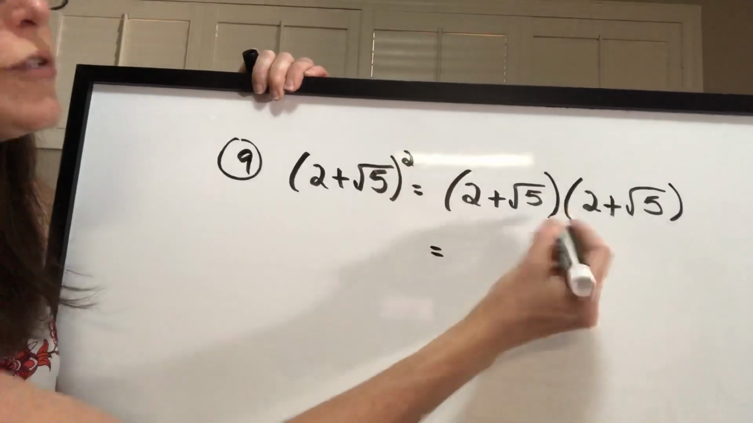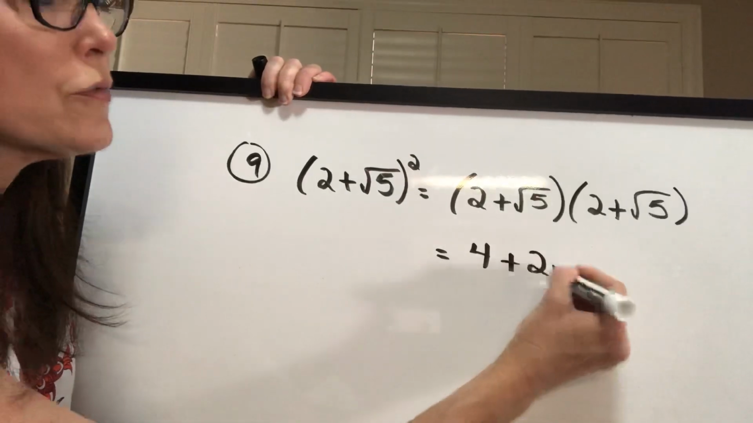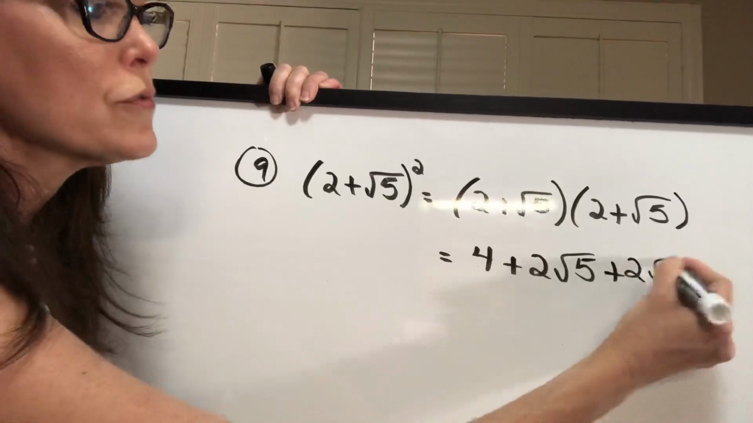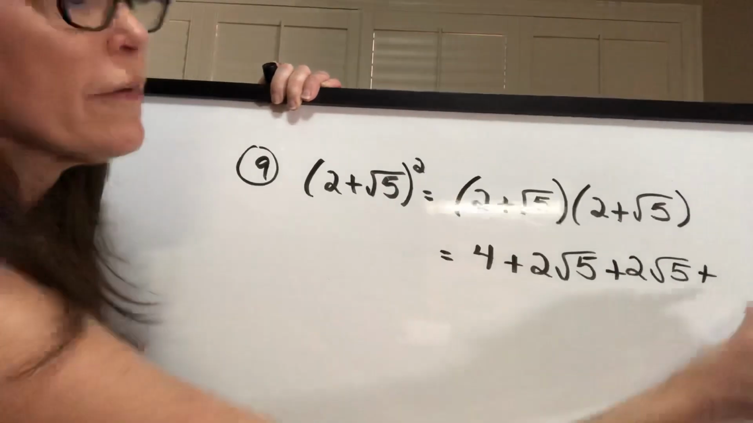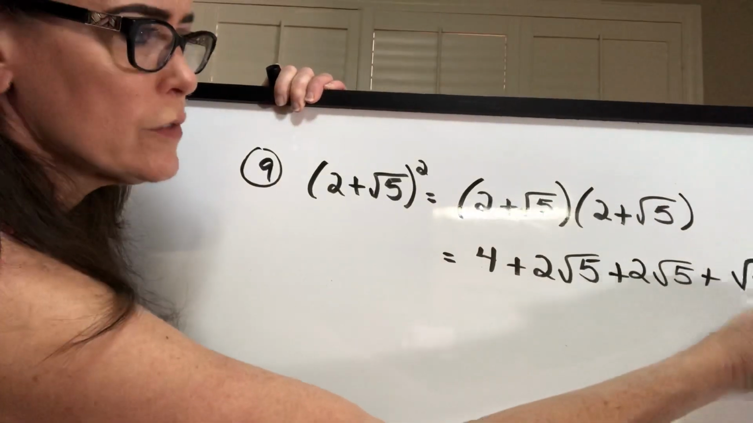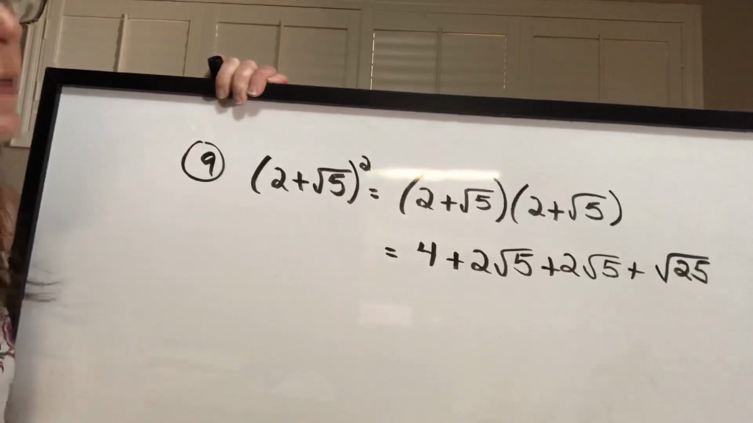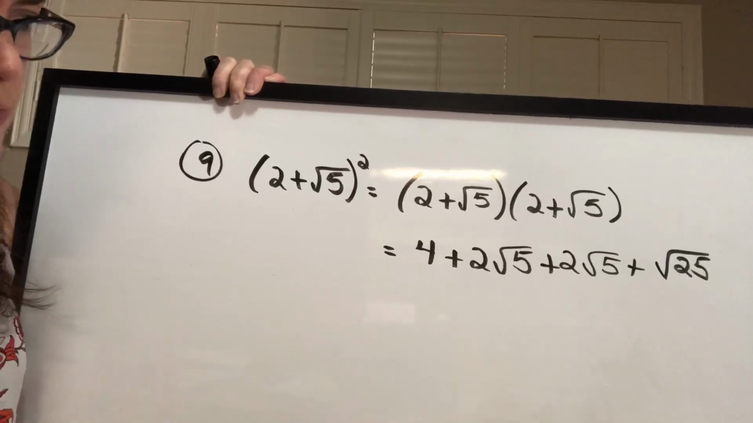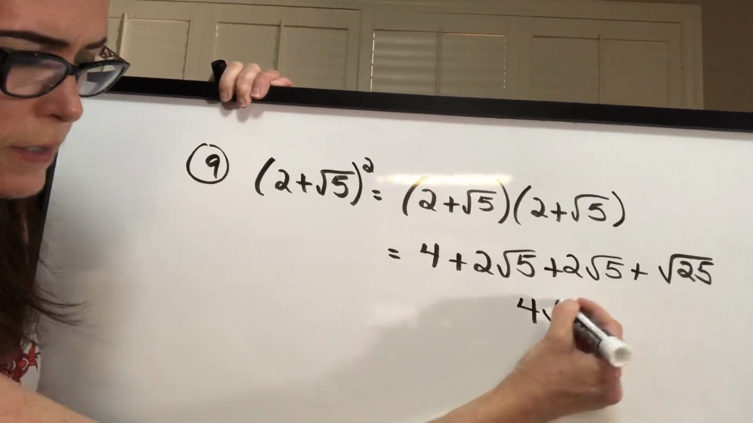So first would be 2 times 2, that would be 4. The outside would be 2 square root 5. The inside would also be 2 square root 5. And then when you multiply the last part, you multiply 5 times 5 and get 25. Okay, this time the 2 in the middle do not cancel. They're both positive 2 square root of 5. So if you were to add them, you would get 4 square root of 5.